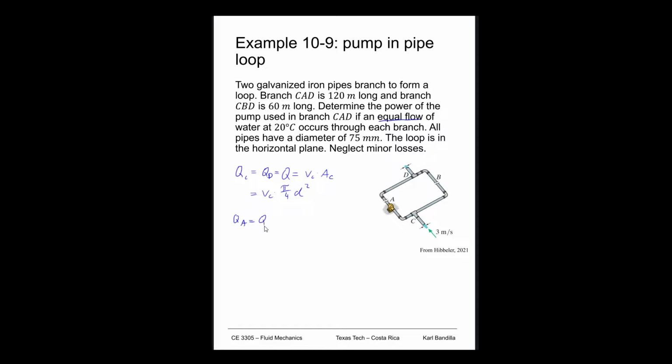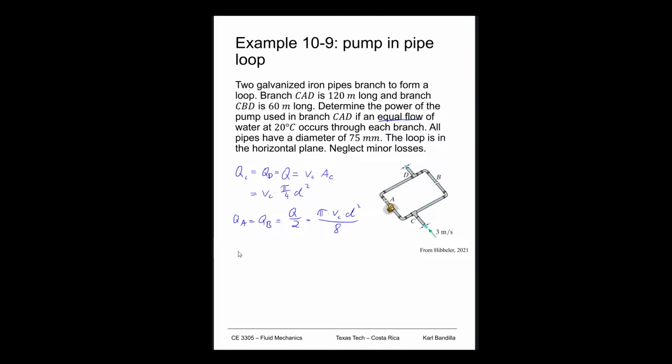QA is equal to QB, and if they're supposed to be the same, then of course they'll just be half of our QC, right? So we can say that would be Q over 2. If we divide our term here by 2, then that would be pi times VC times D squared divided by 8. All right. So now we have our flow in the pipes here.